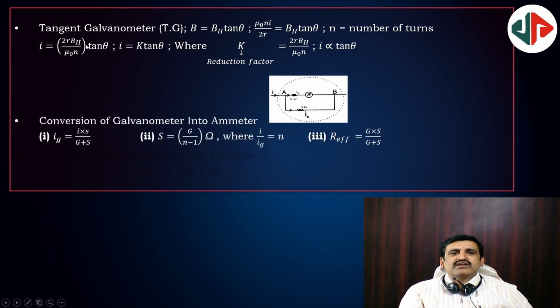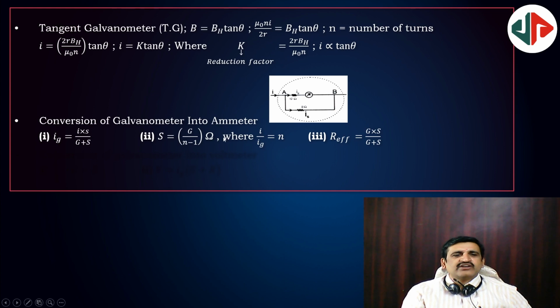For the tangent galvanometer, B equal to BH tan theta is the tangent law, that is the principle. For that the formula is mu naught N I by 2R equal to BH tan theta, or I equal to 2R BH by mu naught N into tan theta. I is equal to K tan theta, where K is the reduction factor, 2R BH by mu naught N.